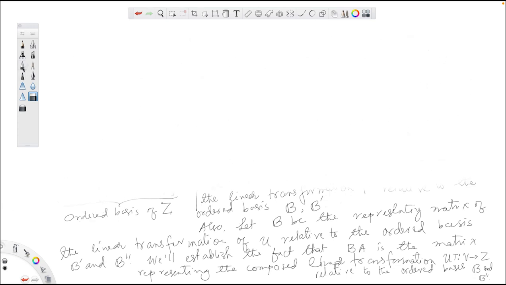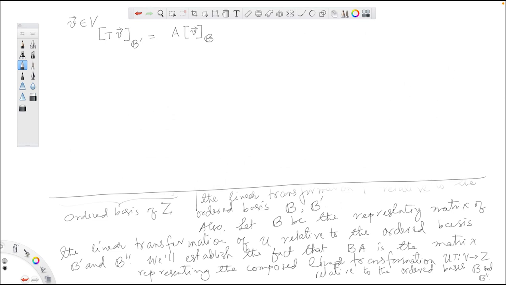Indeed, what we have studied in the last segment, with the help of that, we can write, given a vector v in the vector space V, the coordinate matrix of the vector Tv relative to the basis B prime is equal to A times the coordinate matrix of v relative to the basis B. Okay, this is because A is the representing matrix of the linear transformation T relative to the ordered basis B and B prime. This is why we can write this.